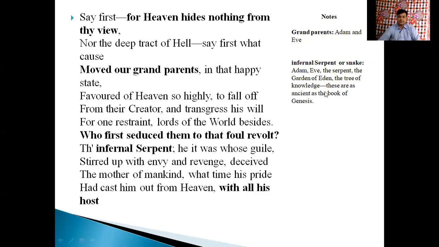Here you are going to get the thing that Adam, Eve, the serpent, the Garden of Eden, and the tree of knowledge are ancient, from the book of Genesis. That means the source John Milton takes here is the book of Genesis. So he is asking, why were they moved? And the second question is, who first seduced them? Seduced them means they were misled.